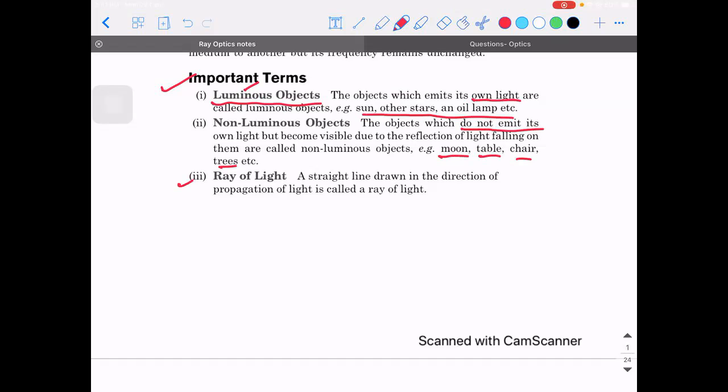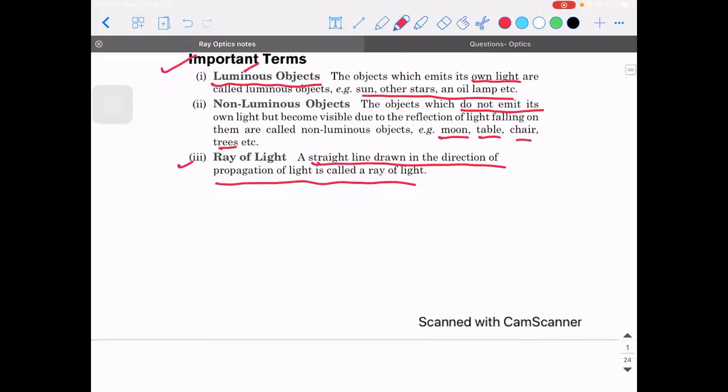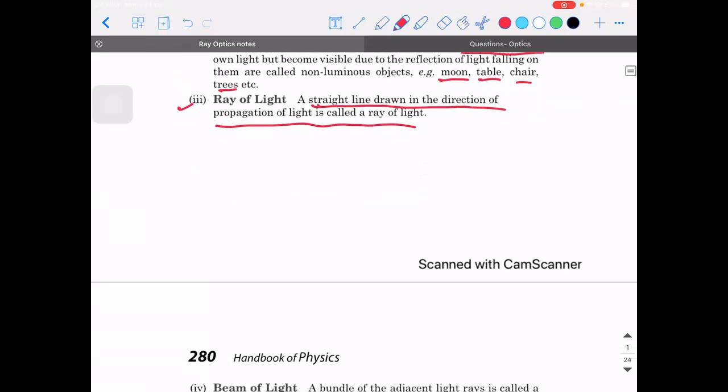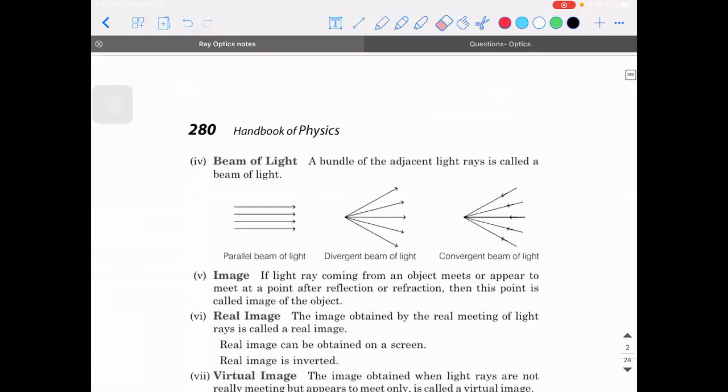Then we know what a ray of light is. A ray is nothing but a straight line drawn in the direction of propagation of light. The definition of ray in the next chapter is an arrow mark which is perpendicular to the wavefront, that we will see in the next chapter. Next, you know what a beam of light means? The bundle of adjacent light rays is what we call a beam of light. So you can talk about a parallel beam, a divergent beam, or a convergent beam of light.